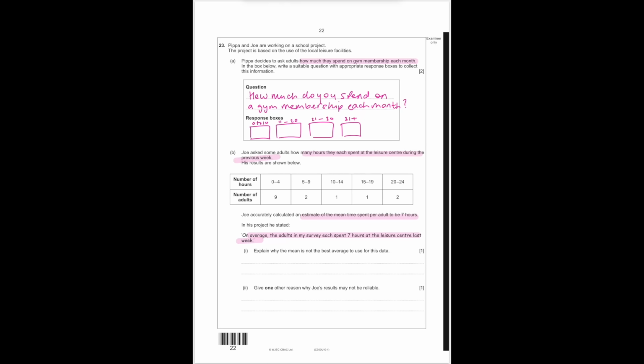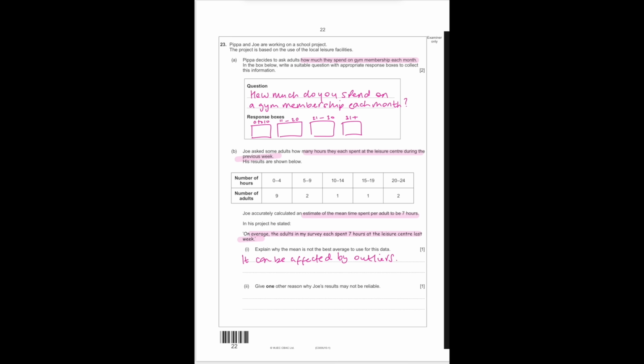So the mean is not the best average to use because if you've got one really big outlier, so say somebody spent 50 hours at the gym that week, that would really skew the results when we're working out the mean, because we do the total. So that 50 would raise that total, and then we would divide by the number of people. So I'm going to say that the mean can be affected by outliers. All right, by that I mean like an extreme value.